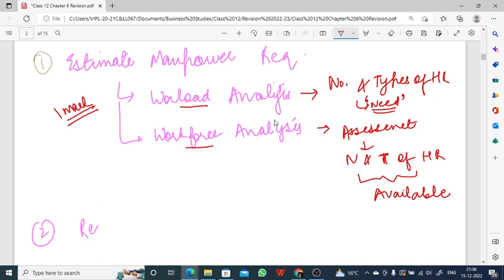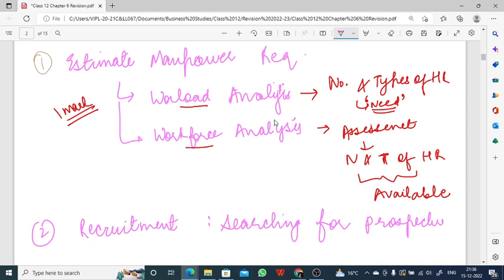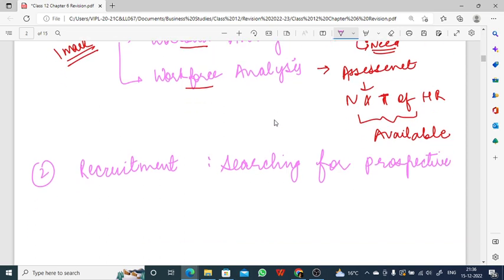Okay, next is you call people. Now you basically inform people that the organization is looking for people. It is a positive way to search for prospective employees. This is recruitment. When you are searching for prospective people who are not yet employees but might be employees if they are selected, and stimulating them to apply for the job.